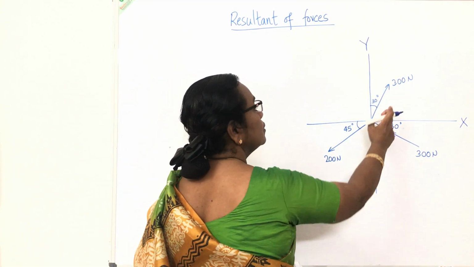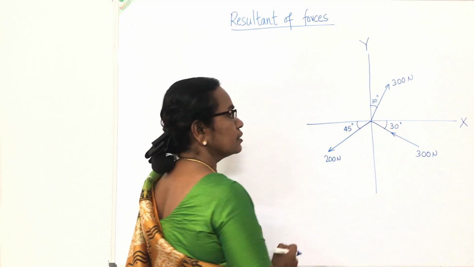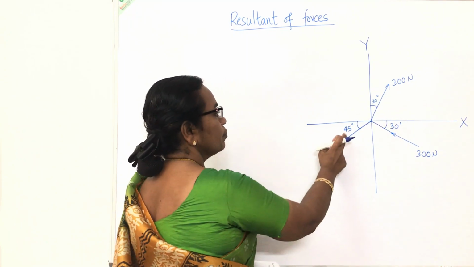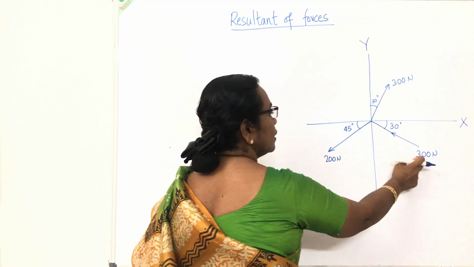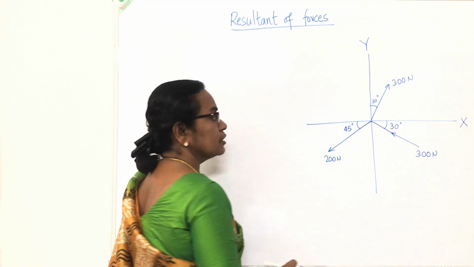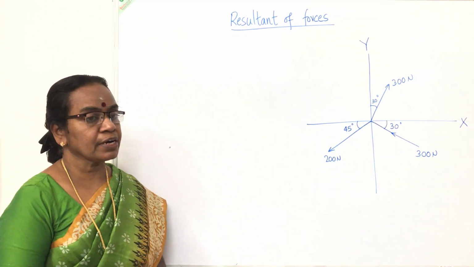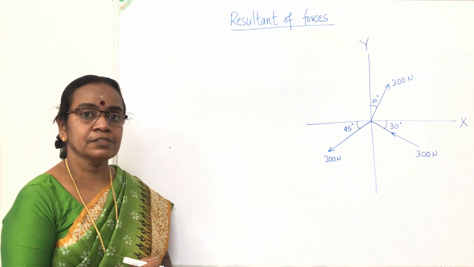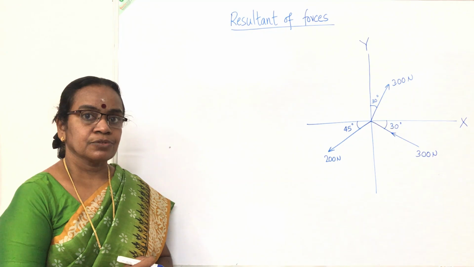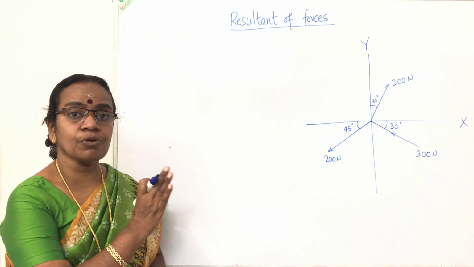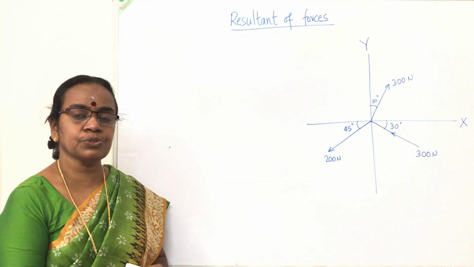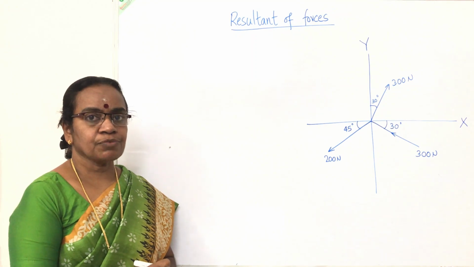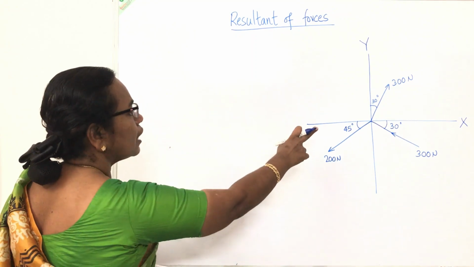Three forces are here. 300 Newton acting at 30 degrees with vertical, 200 Newton at 45 degrees with horizontal, and another 300 Newton at 30 degrees with horizontal. We are asked to find out the resultant of the force system. So the first step is you resolve the three forces into x and y components. So let us start with the first one.